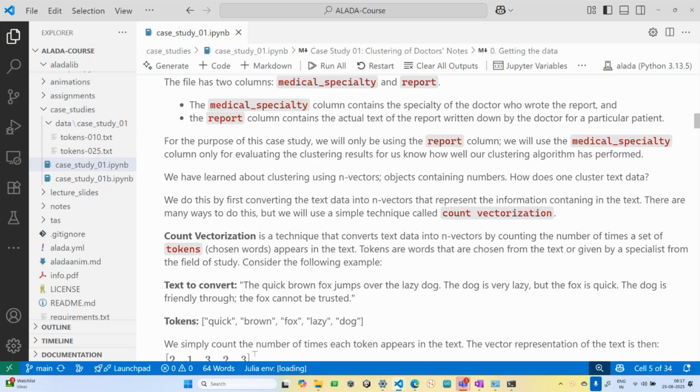The question is now how do we get numerical data from this text data? There are several ways to do this. We look at a very simple, rudimentary way. You can convert text data into a set of numbers that tell you something about the text. This method is called count vectorization. It's very simple.